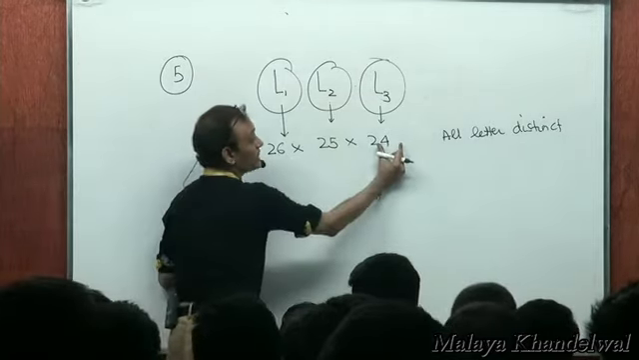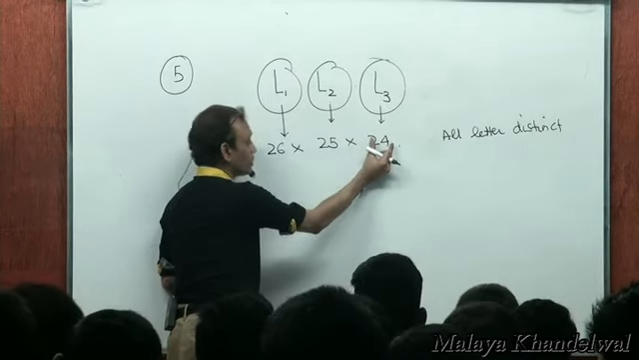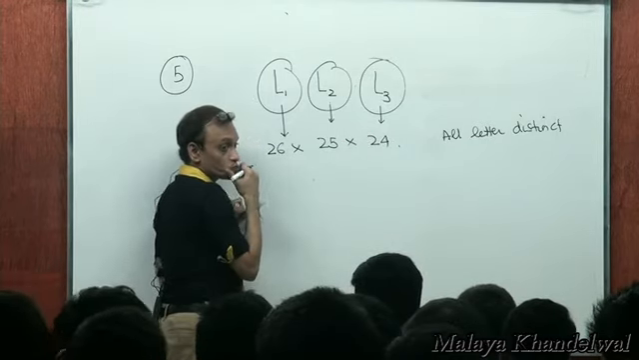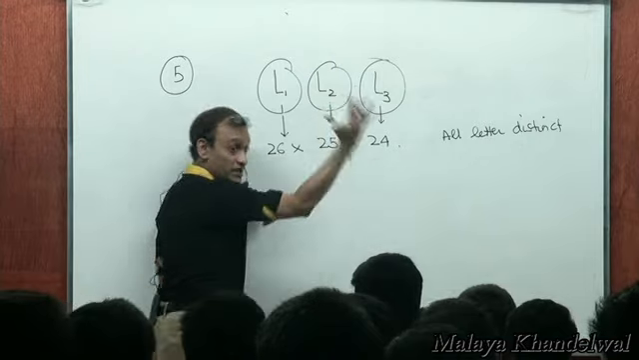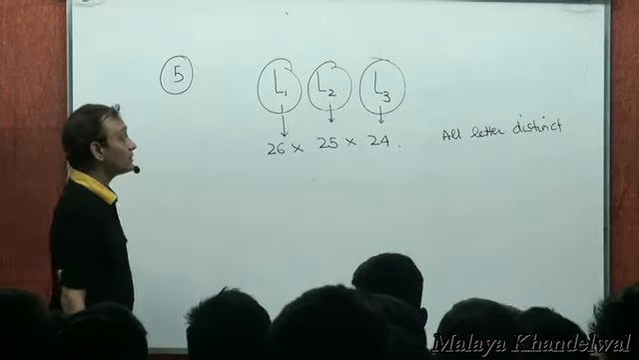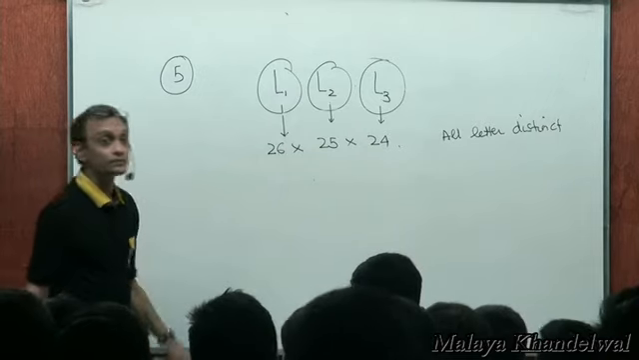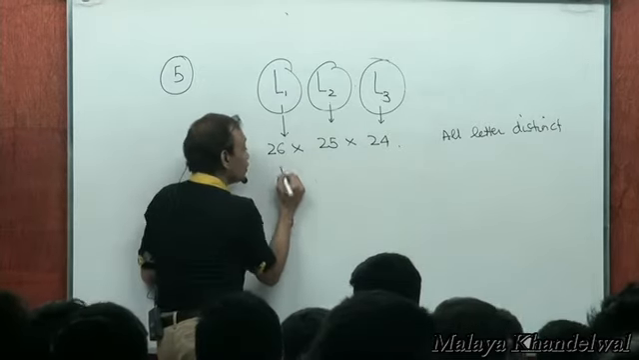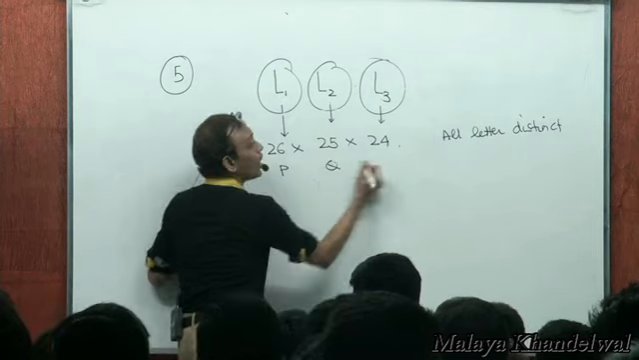In doing this 26 into 25 into 24, these many counts, these many words created out of 3 letters, 3-letter words created. One thing that is happening is, say if a word of the kind PQR has come.